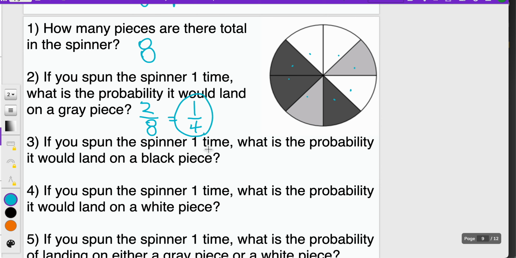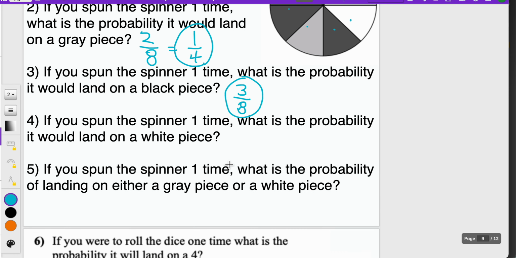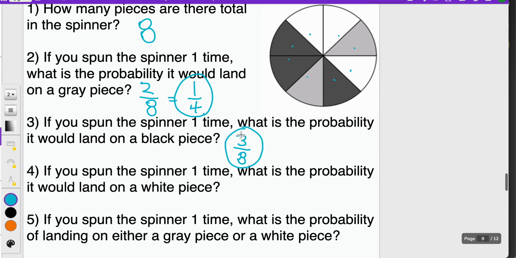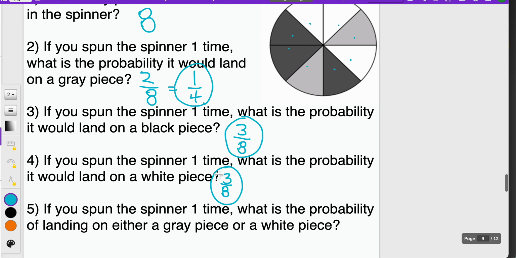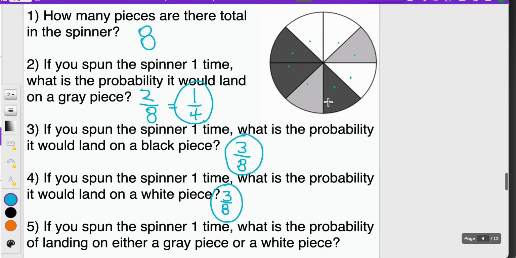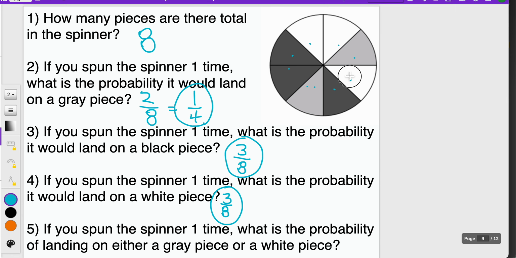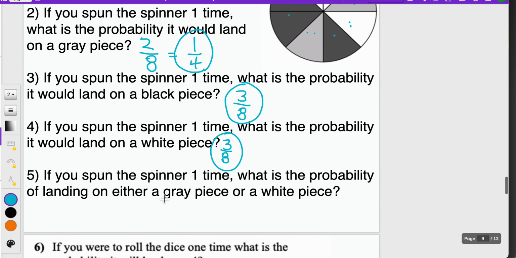If you spun the spinner one time, what's the probability you land on a black piece? Those are 3 out of 8, and that is simplest form. If you spin the spinner one time, what is the probability it would land on a white piece? So the white is 3 out of 8 as well, and that's already in simplest form. If you spin the spinner one time, what is the probability of landing on a gray or white? So I would just add the grays and the whites together or count them. 1, 2, 3, 4, 5 out of 8.